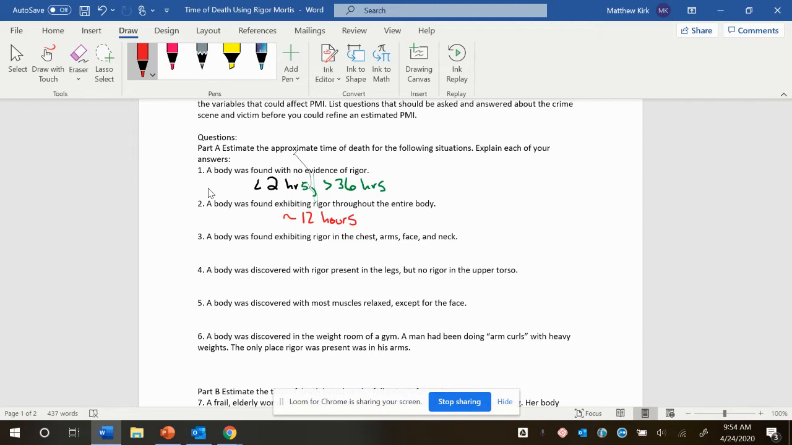So I might say, again, ballpark it, let's just maybe say 6 to 8 hours for that PMI. Again, we're somewhere in the middle there. We're not quite to peak yet, but we haven't started relaxing. So maybe 6 to 10, but anyway, it should be less than 12.